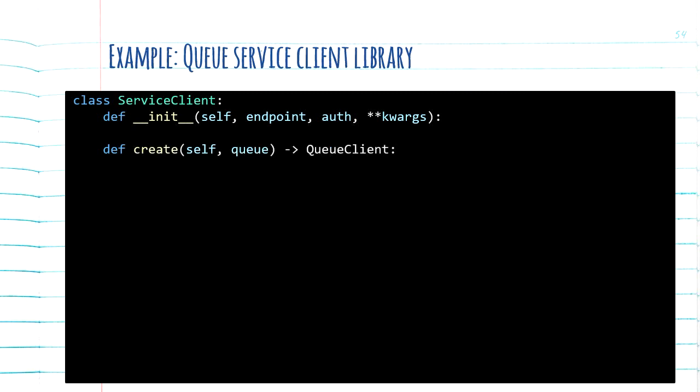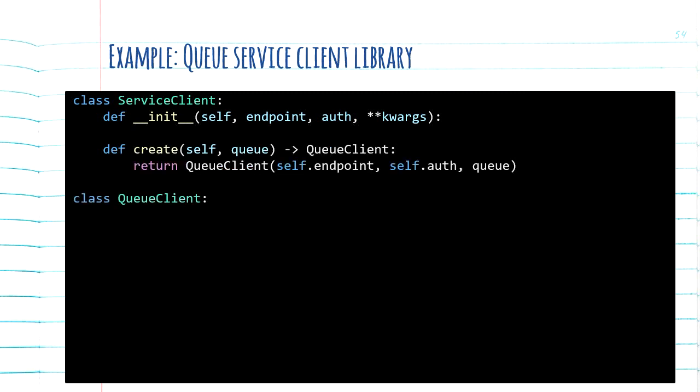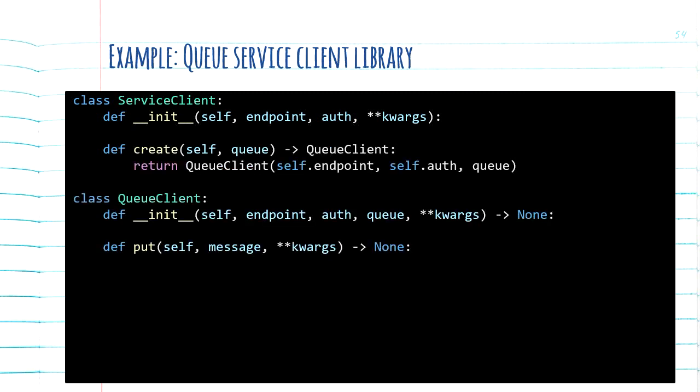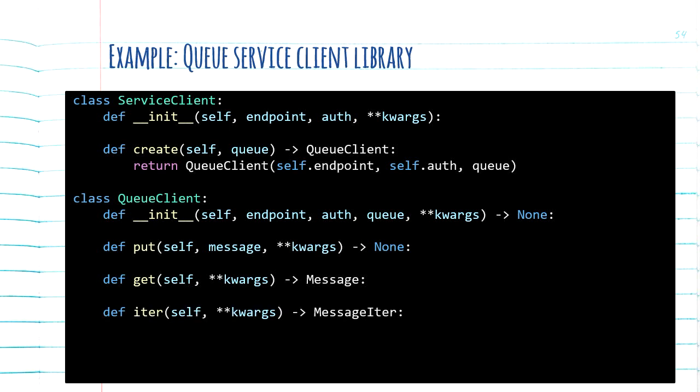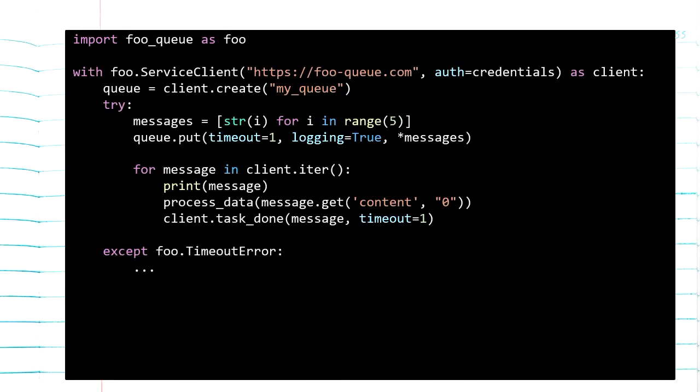So now we've broken our client into two clients. We have a service client, which is our management level operations to create and delete a queue. And then we have our queue client, which represents the queue itself for putting and receiving messages. How does this change our user code? Again, not much. Client.create now returns an instance of the queue client, and that is used for further operations.